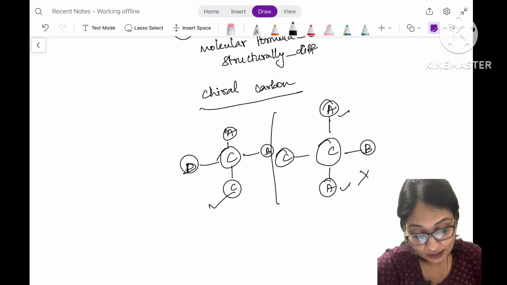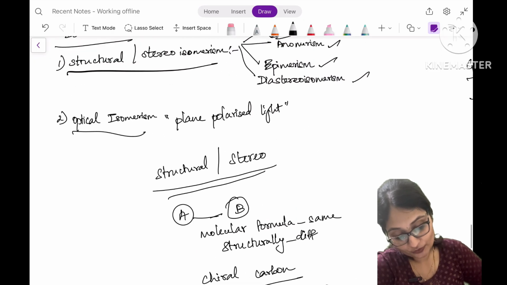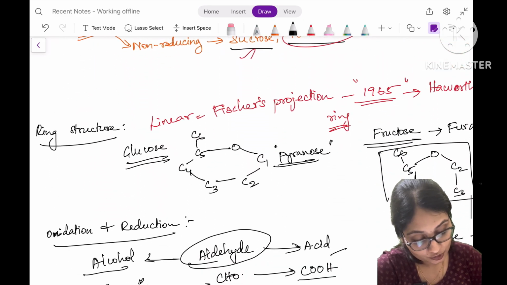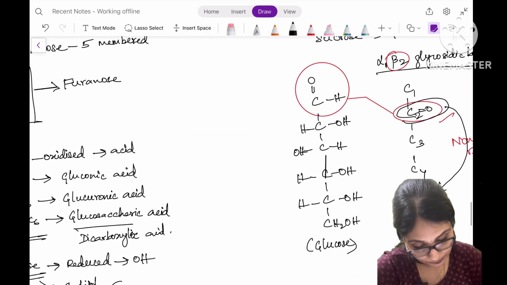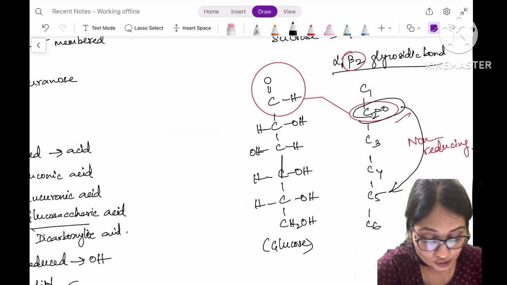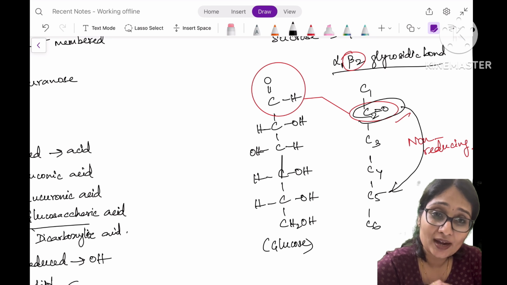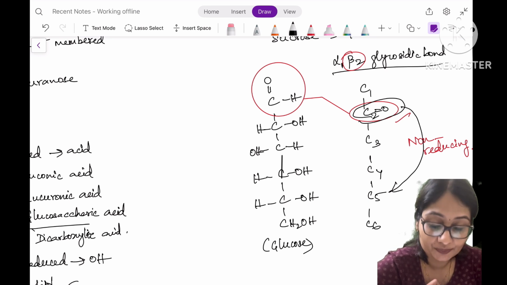Having understood this property of chirality, now let us look at the structure of glucose. Where was it? Okay, so this is glucose. Amongst the 6 carbons that you see, how many carbons of glucose are chiral?